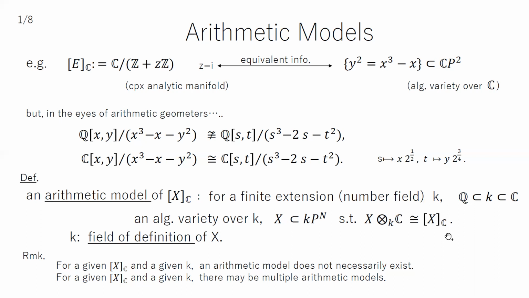A warning comment: for a given variety defined over the complex number field, and for any given number field K, it is possible that there is no such arithmetic model available. But sometimes, for a given complex variety and a specified number field K, there may be infinitely many arithmetic models whose tensor C reproduces the original variety over the complex number field. So that's the notion of the arithmetic model of a variety defined over the complex number field.